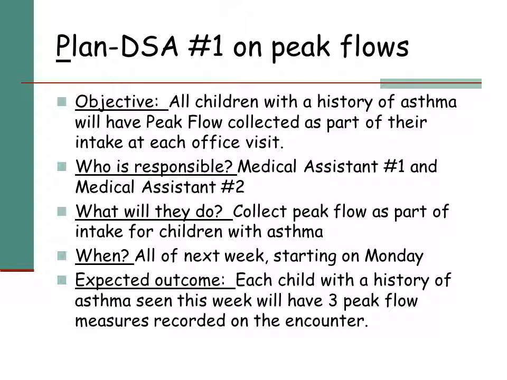Now, this probably is not going to be that many children. It might be 3 or 4 kids that Joni and Mark see. And what is the expected outcome? This is the planned part of a PDSA cycle, and the expected outcome is that each child with a history of asthma seen this week will have 3 peak flow measures recorded on their encounter form.